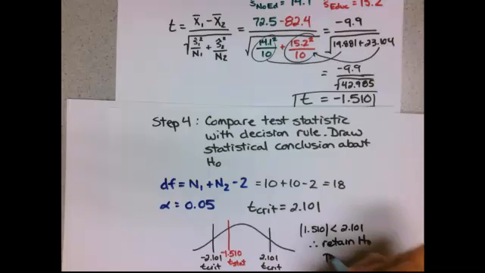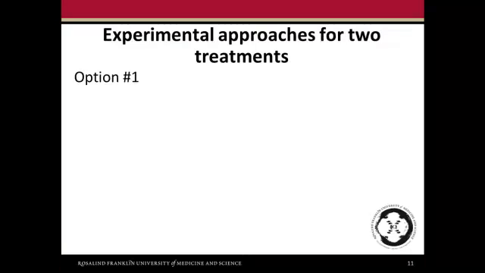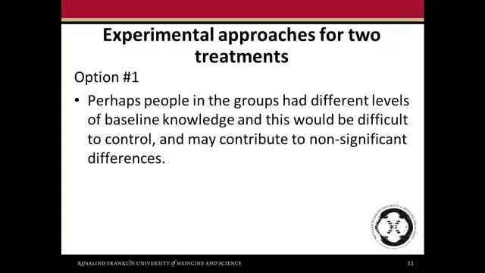Our p-value for finding this result would be greater than 0.05, and that suggests that there is not a significant difference in the mean score from the population of people who received education and those who did not. So this was based on option number 1, and we didn't find that there was a significant effect of this education, but maybe we could have designed this a little bit better. Maybe people in the groups had different levels of their baseline knowledge. This would be difficult to control and may contribute to our non-significant differences.